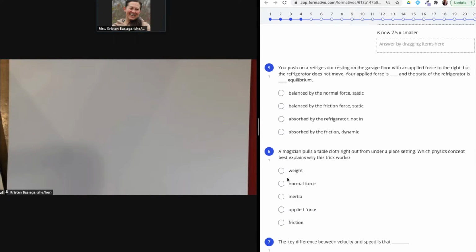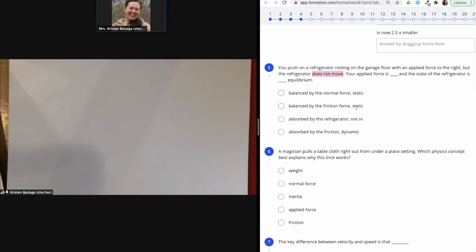For number 5, you push on a refrigerator resting on a garage floor with an applied force to the right, but the refrigerator does not move. That's a key word. I can automatically cross out the second 2 choices because I know it's in equilibrium. So this is in static equilibrium, so it's going to be one of those 2 choices.